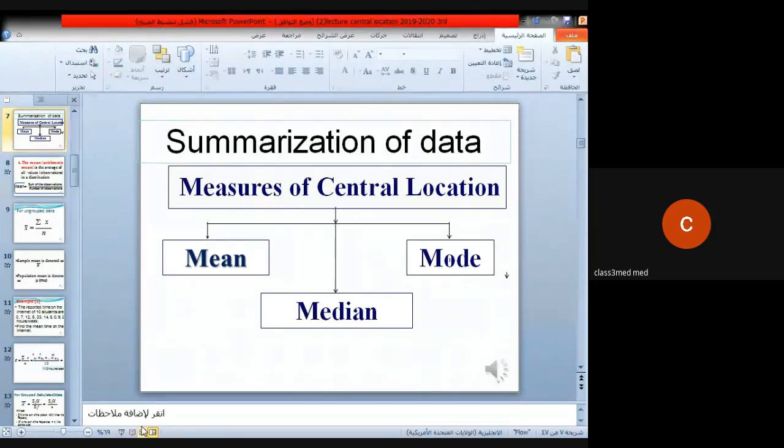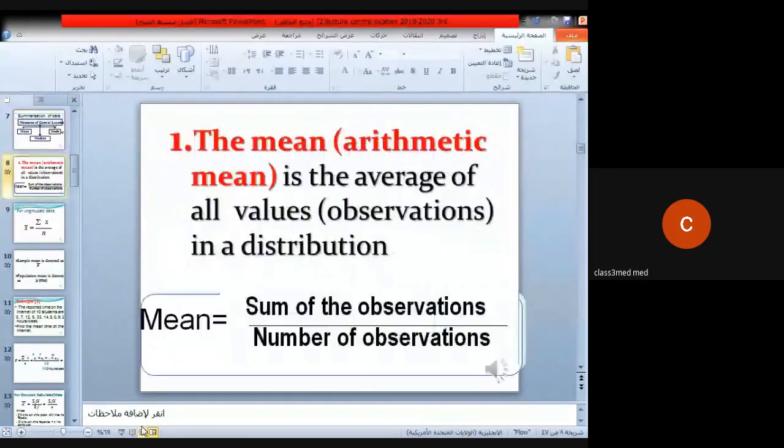Now, the first measure of central location is the mean, the arithmetic mean. It is also called in Arabic المعدل الحسابي. It is simply the average of all values or observations in a distribution. Like the average we call a student's grade average in school, for example. And it is calculated by this formula: the mean is the sum of the observations divided by the number of observations.